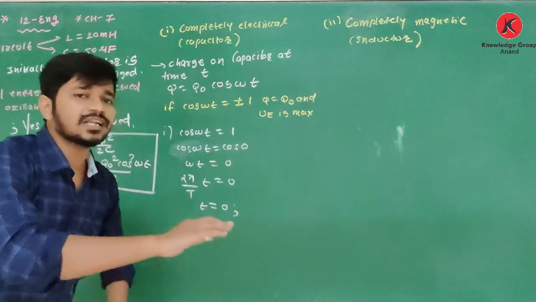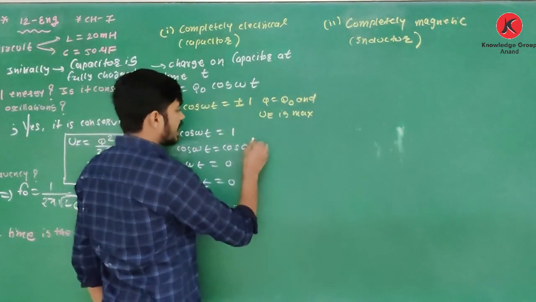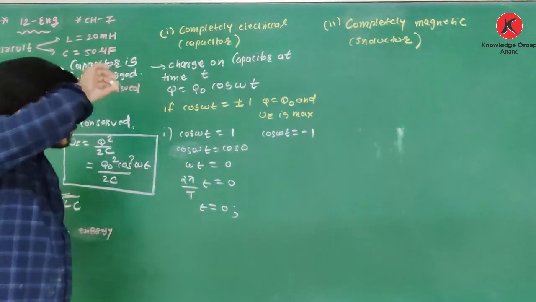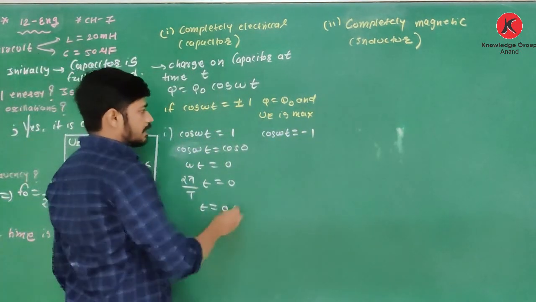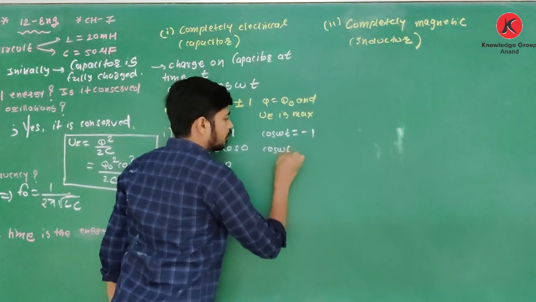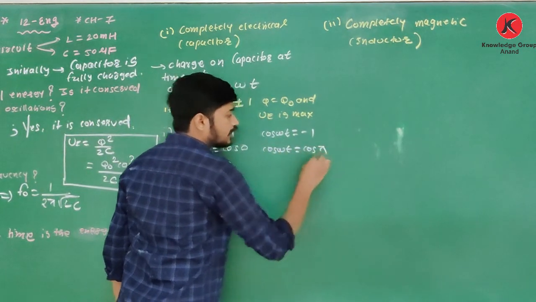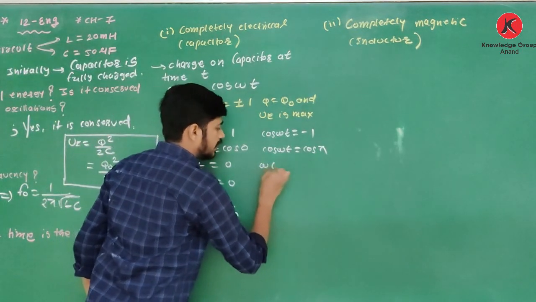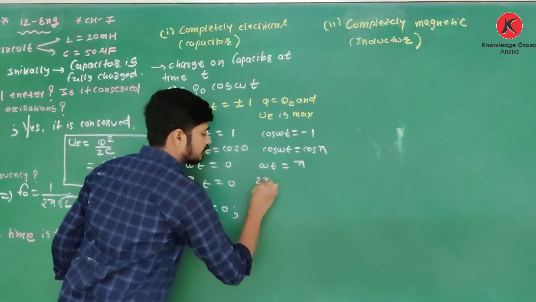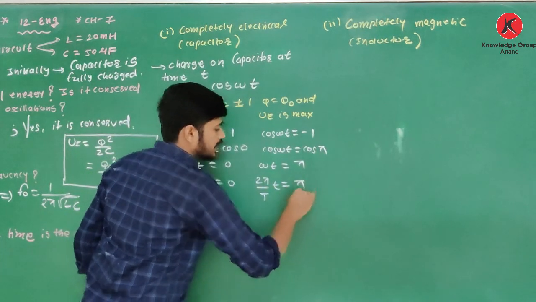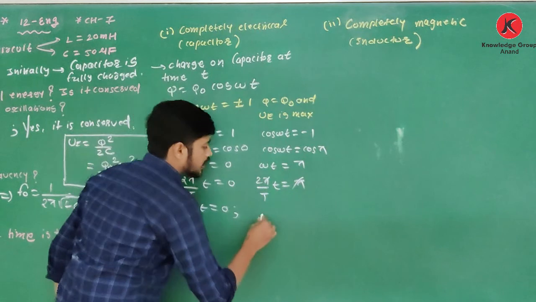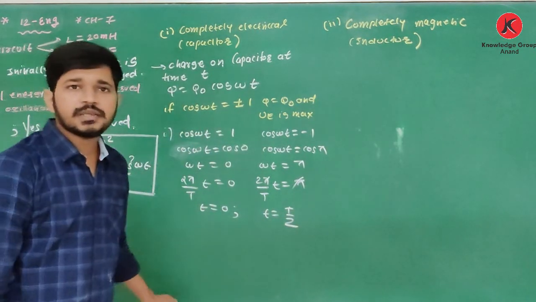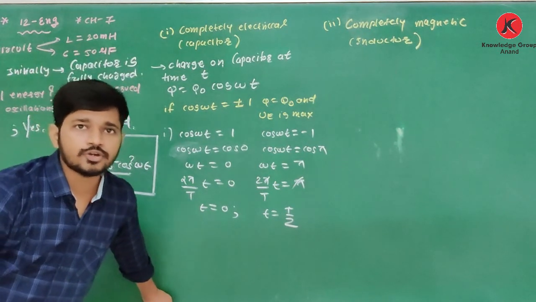How to get another value? See, cos omega t is equal to minus 1. Then omega t is pi, because cos 180 is minus 1. Now omega means 2 pi upon T into t. Here it is pi, so pi cut, pi cut, and t is equal to T by 2. Clear? Yes or no? Yes.